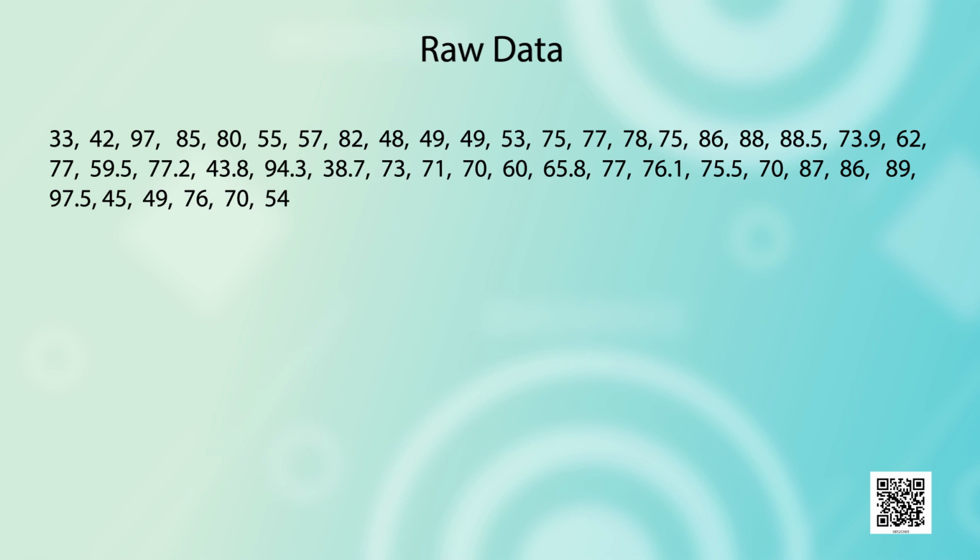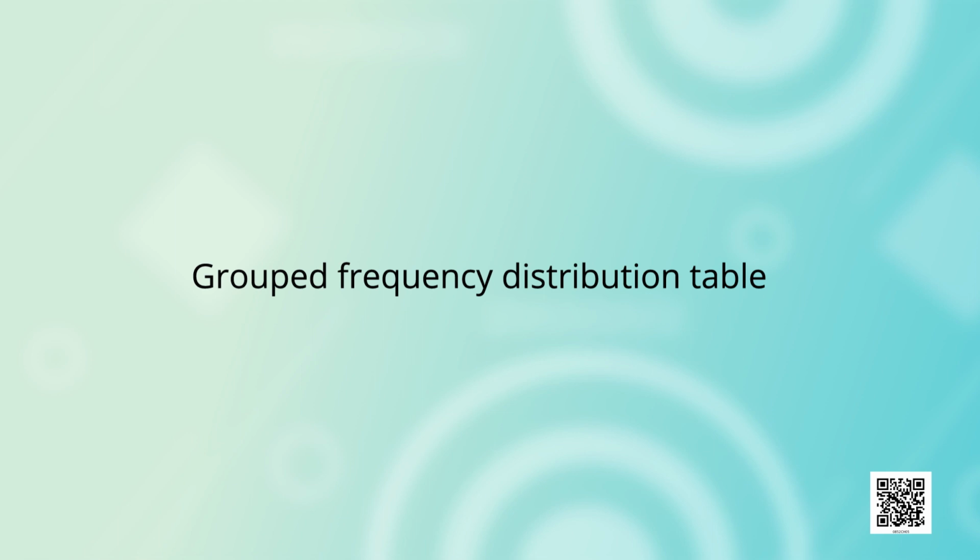Like in this case, width of class interval is 20 minus 10 is equal to 10. Now let us look at our raw data. Here our smallest observation is 33. So we don't need to take 0 to 10, 10 to 20 and 20 to 30 class intervals. We can directly start from 30 to 40. Let us make grouped frequency distribution table.